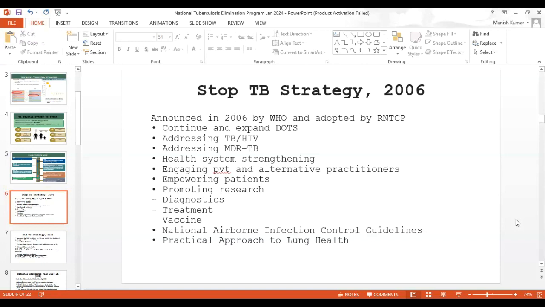This was specifically addressing TB-HIV cases, that is, HIV cases who had the comorbid condition of TB, and then addressing multi-drug resistant TB, integrating this program with existing health systems through health system strengthening, engaging private partners and alternative practitioners as well as private practitioners. So empowering patients, promoting research in the field of diagnostics, treatment and vaccines. Focus also came on national airborne infection control guidelines and a practical approach to lung health.